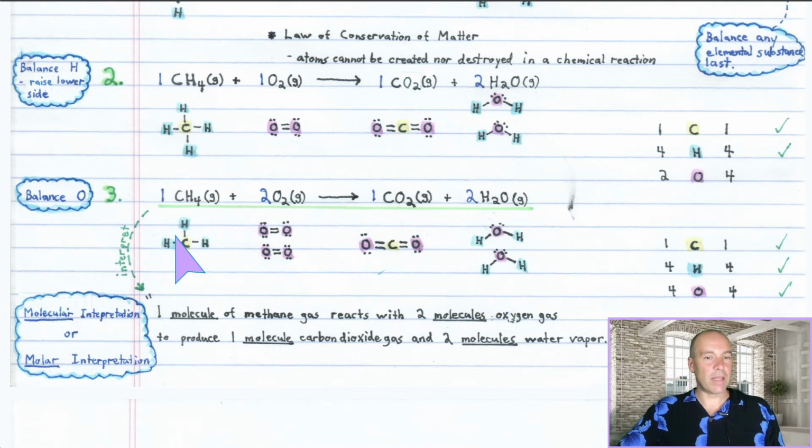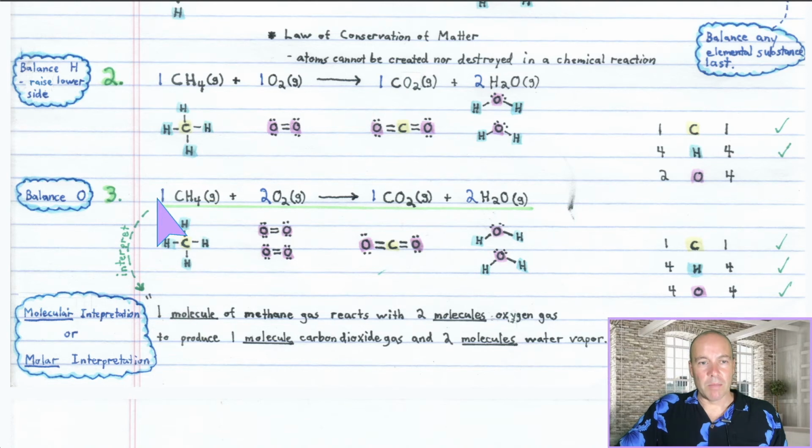Okay, so what actually happens here, the way you interpret this balanced chemical equation is as follows. You can either provide the molecular interpretation or, as we'll see later on, the molar interpretation. But the molecular interpretation is pretty straightforward. So you can see that 1 molecule of methane gas reacts with 2 molecules of oxygen gas to produce 1 molecule of carbon dioxide gas and 2 molecules of water vapor. So that's how you read this from left to right.